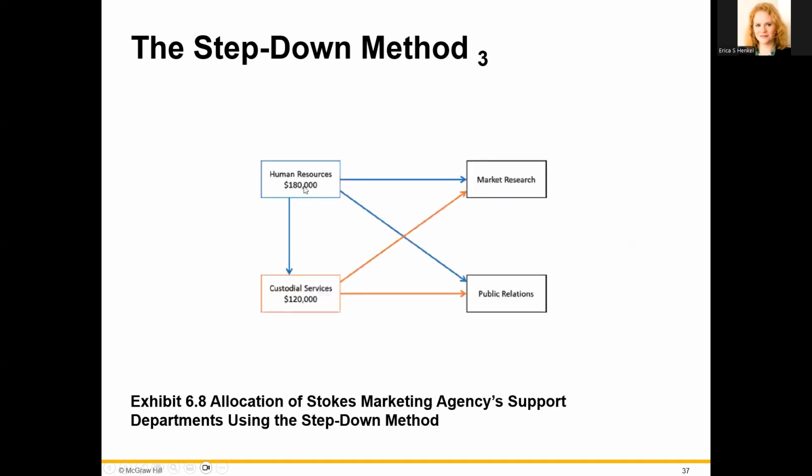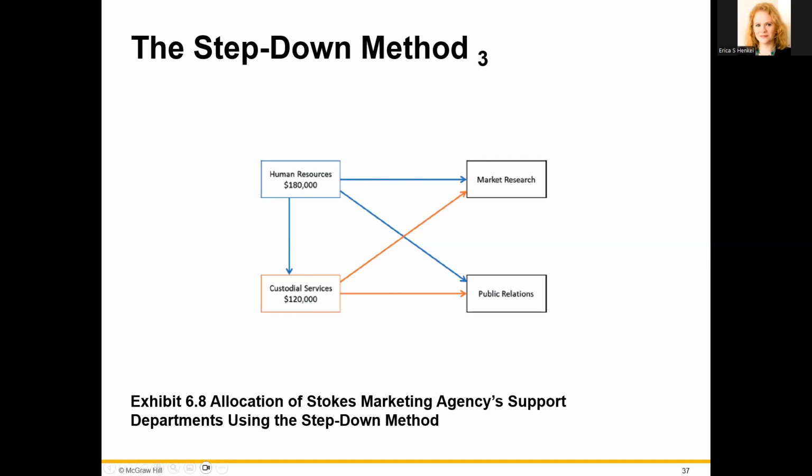So here we've got human resources with $180,000 worth of support department costs to allocate, and they're going to allocate to all three other departments if the human resources allocates first. So they're going to allocate to market research, public relations, and custodial services. And then after that, then custodial services will allocate their costs, but they're not going to allocate upwards to human resources. It just flows downhill.